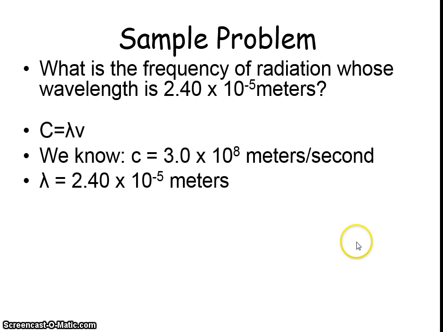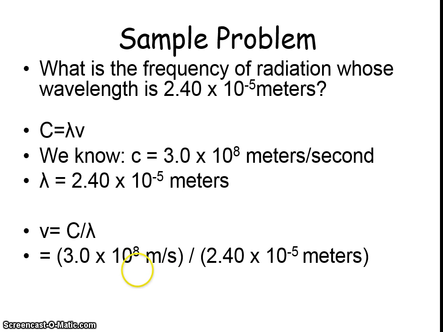So this was the information we were given. We were given our wavelength was 2.4 times 10 to the negative 5th meters. If we rearrange our formula, we can divide both sides by wavelength and get frequency all by itself. It would look like this. I'm pretty lazy and I just plugged the numbers in, but the more appropriate way to do it would be to change the formula first. That way when you plug your numbers in, you just solve.